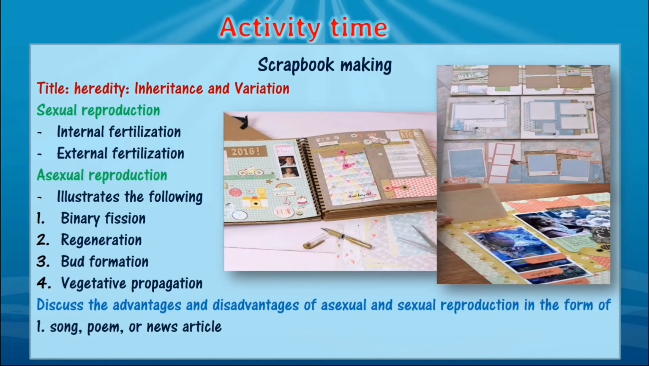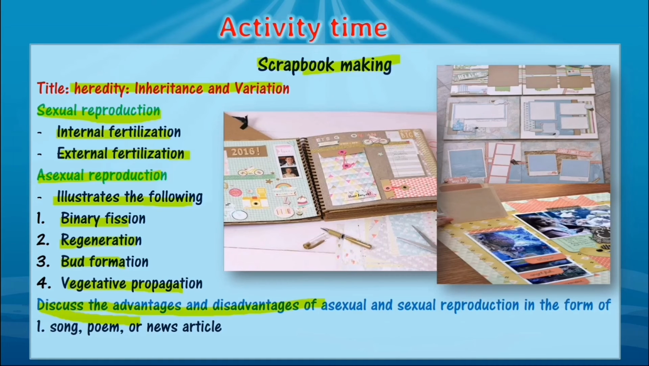Okay, activity time. In your activity, you are going to create a scrapbook. You know what is a scrapbook? Kung wala mo notebook, you can use construction paper. The title of your scrapbook is Heredity, Inheritance, and Variation. So, sa sulod sa imong scrapbook is sexual reproduction. You are going to differentiate internal fertilization and external fertilization and give examples of them. Then, asexual reproduction, you are going to illustrate the binary fission, regeneration, bud formation, and vegetative propagation.